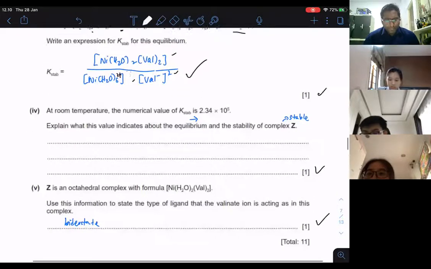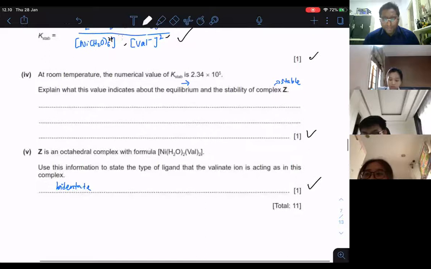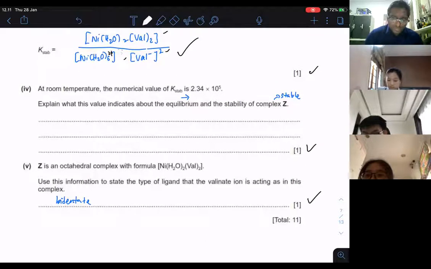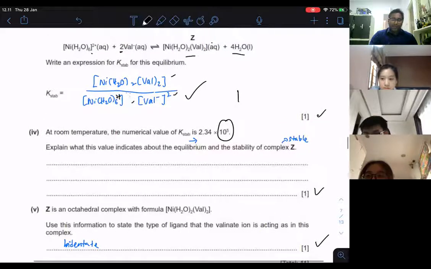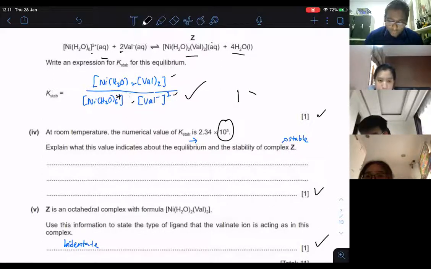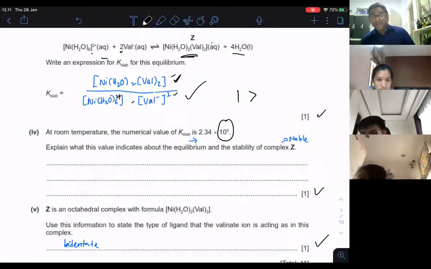Now at room temperature, the numerical value is 2.35 times 10 to the power of 5. How to do this? Always refer to 1. If you have K step, product divided by reactant, if it is 1, it means they are at the middle. If it is more than 1, it means that the top part is going to be more, so the right hand side will be more. The position of the equilibrium is towards the right.